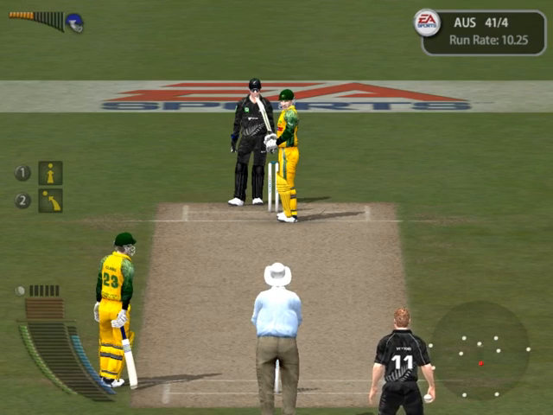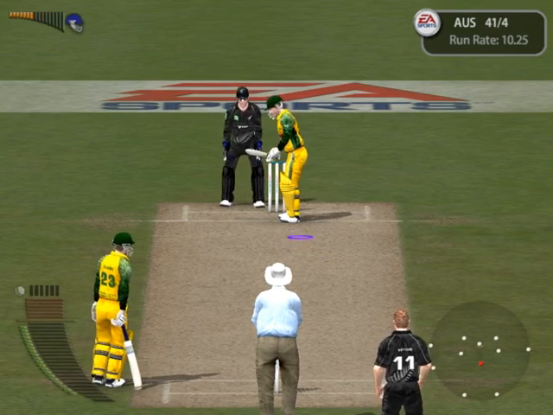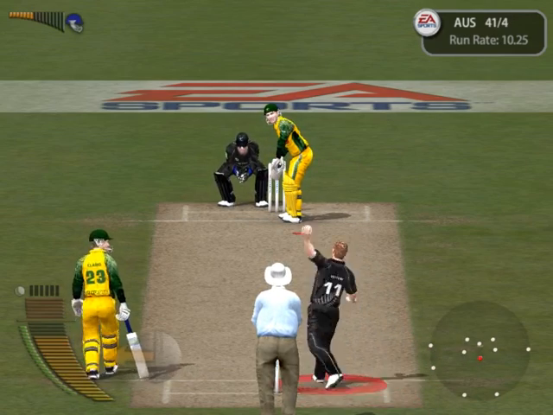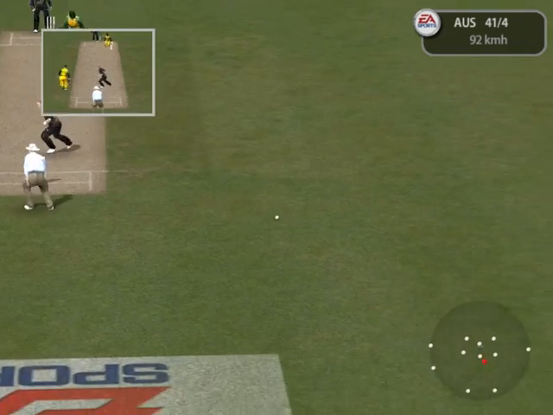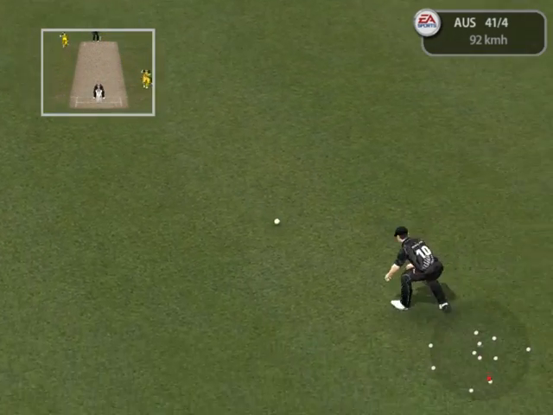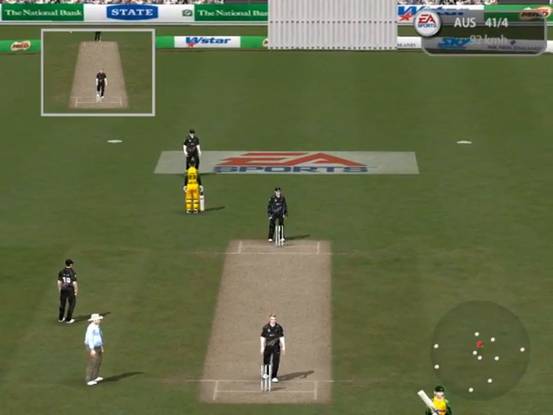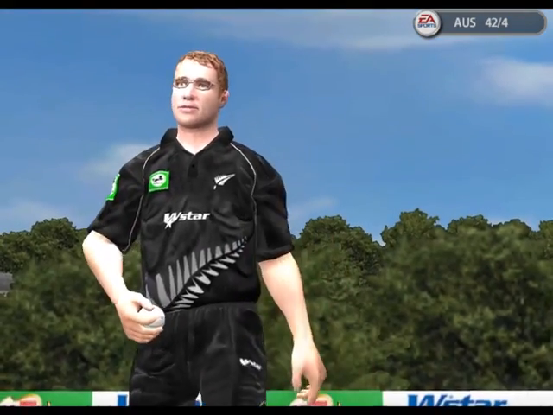Fleming has made a change to the field. Pushed into the gap. Fielded by the man at long on. That's the first boundary for Martin.